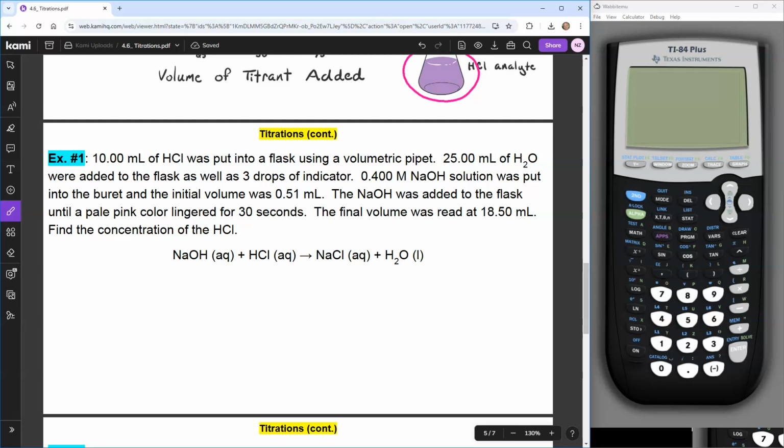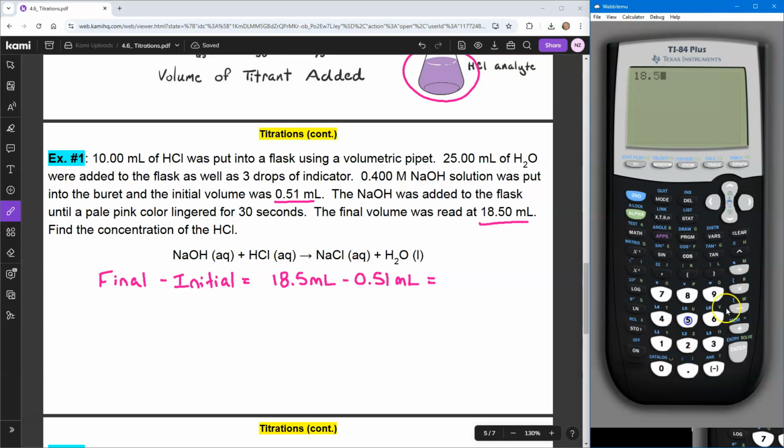So we want to get the amount of our base that we used, because we were starting with 0.51 milliliters, and at the end we had 18.5 milliliters. So we want to figure out how much of our base was dispensed. So we're going to do final minus initial to get that amount. So our ending amount was 18.5 milliliters, and our starting amount was 0.51 milliliters. So if I subtract those on my handy dandy calculator, let's see, 18.5 minus 0.51, I get 17.99.